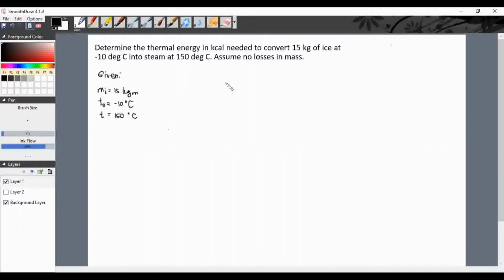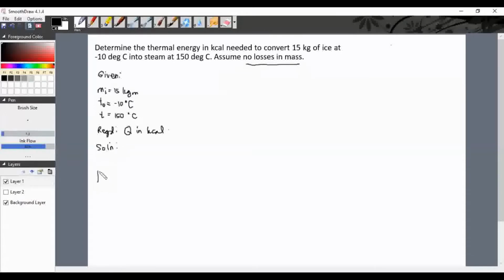Then take note, there is no losses in mass. So required is the thermal energy. That is also the heat in kilocalories. Solve natin. At first, let us try to make a diagram.